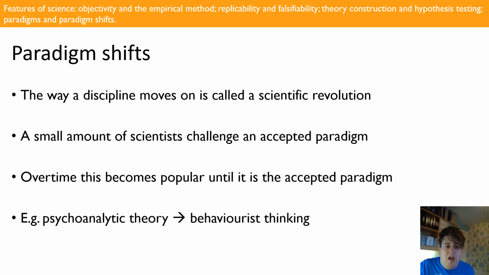So all these different areas are all about the features of a science, and you can see there's lots of little bits that can kind of explain it. And you should be able to take all these bits and be able to determine whether a study or an area of psychology can be seen as scientific. And you have to start thinking, right, is it objective? Does it use an empirical method? Is it replicable? Does it show falsifiability? Does it use theory construction? And does it have a set of paradigms within them?